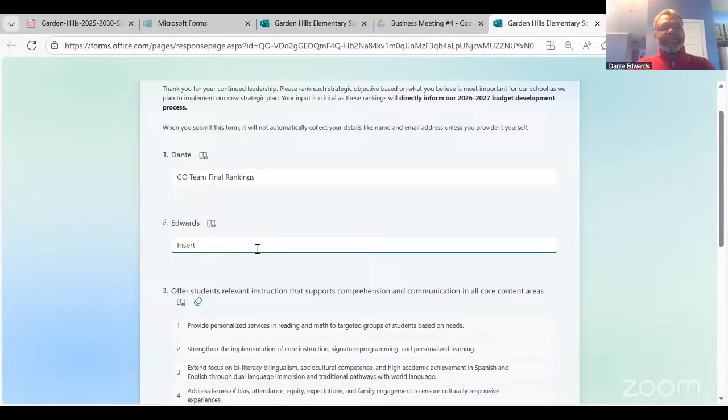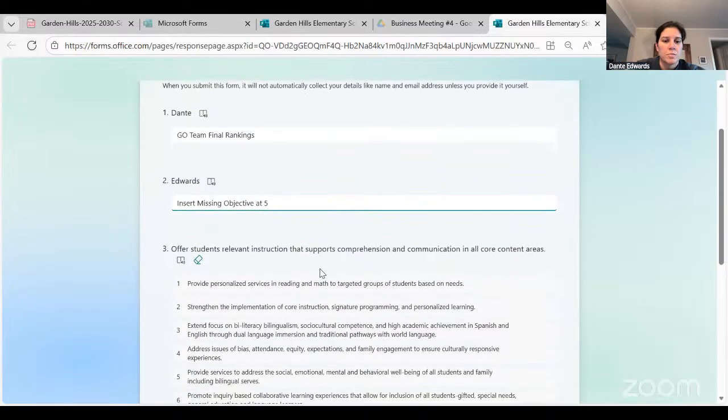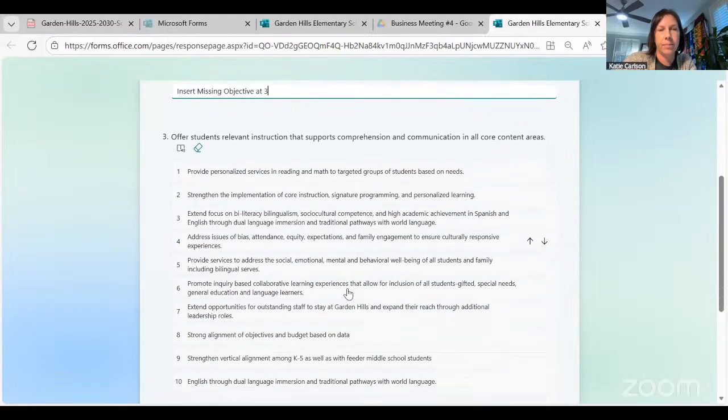Can I ask a question too about retaining outstanding staff or something like that? So this is for what, 5 years? Or how many years does this cover? This is actually only for next year. We'll re-rank the objectives, even though the strategic plan is for 5 years. It's just for next year. We'll still have the same objectives, but we'll have discussion for re-ranking.